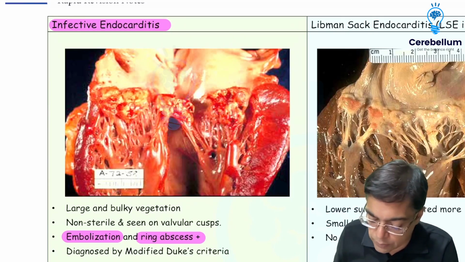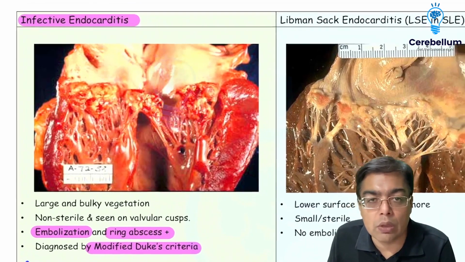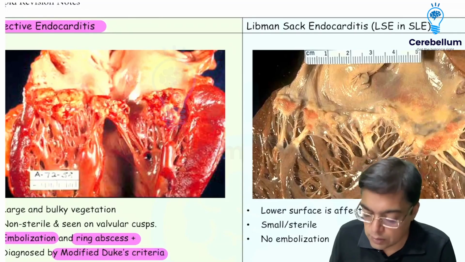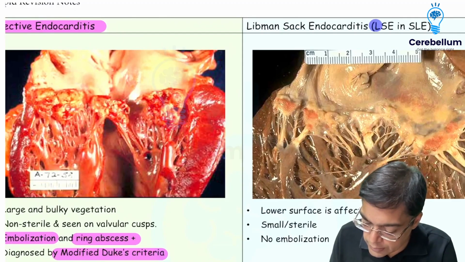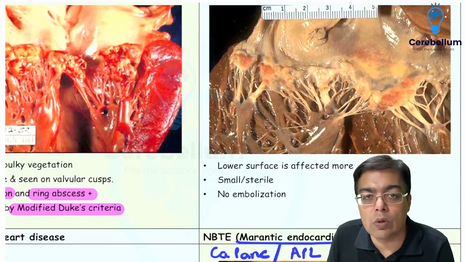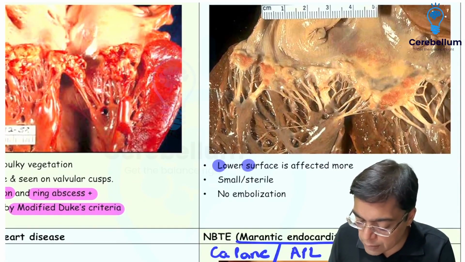And how exactly do we diagnose infective endocarditis? Modified Duke's criteria. Whenever we are talking about endocarditis in a patient suffering from SLE, that's given the name of Libman-Sacks endocarditis, LSE. So easy for us to remember: just change the sequence of the alphabets in SLE, and there you remember the answer. It's an example of vegetation which can be seen on either surface of the valve, but it's more commonly seen on the lower surface of the valve being affected.